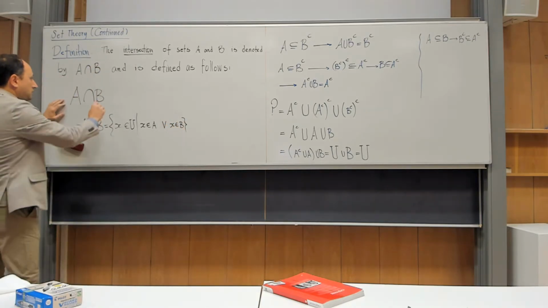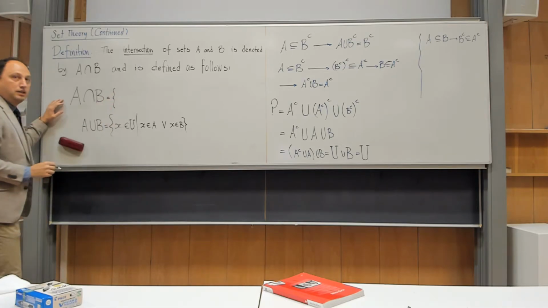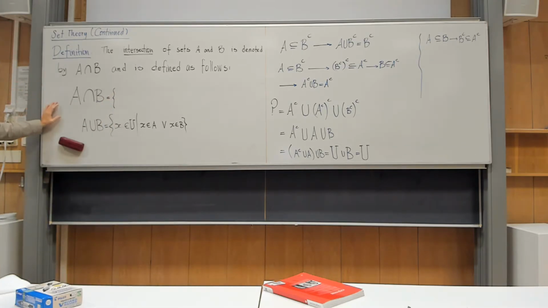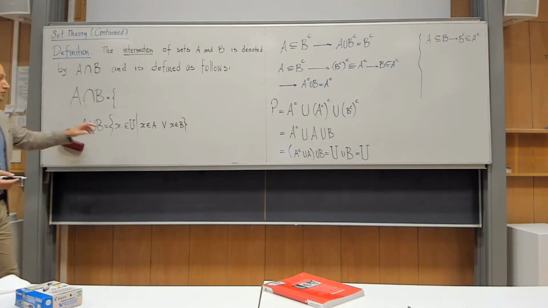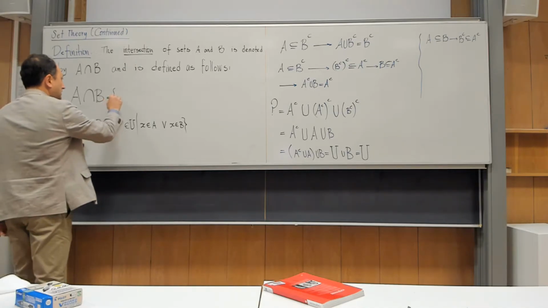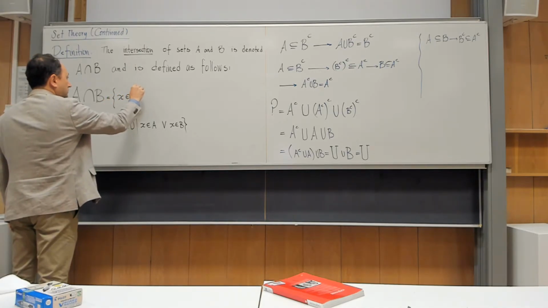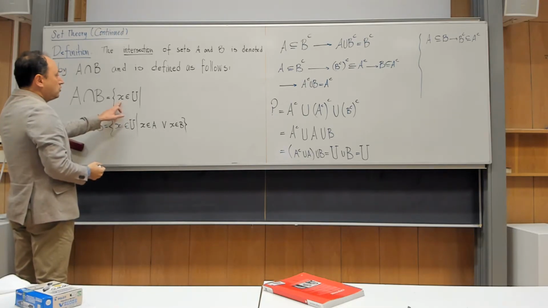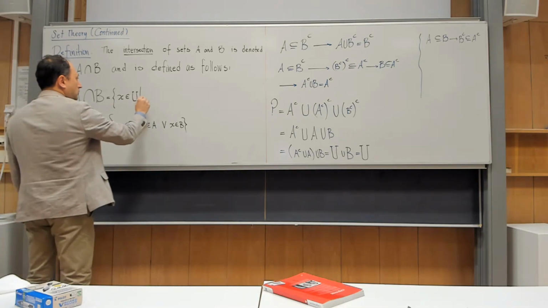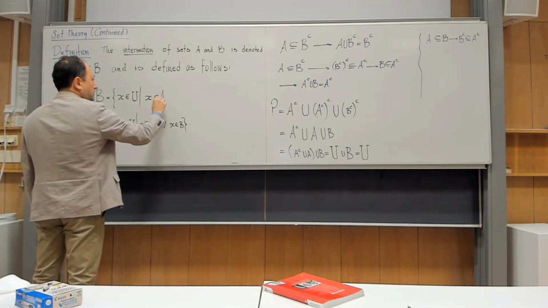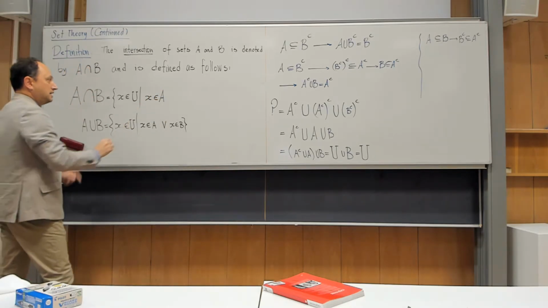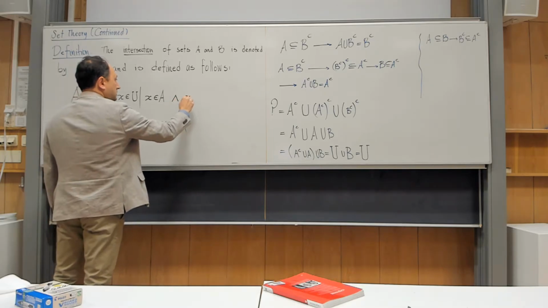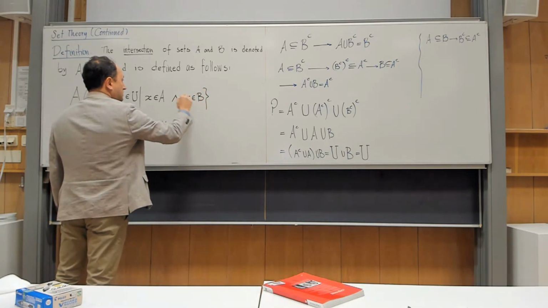But now, I think you can also guess the definition of the intersection because of the English word intersection. So X belongs to the universal set and X belongs to A and X belongs to B. This or becomes and. So I am interested in all X's from the universal set with two extra properties: X belongs to the first set and X belongs to the second set. So this is and.